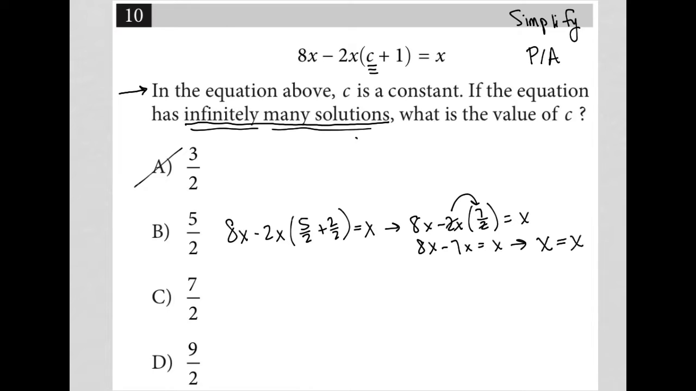X equals x. And that's exactly what I set you up for earlier, where I said infinitely many solutions should end up in a situation like this, where both sides of the equal sign are exactly the same. So this is why choice B is the correct answer here.